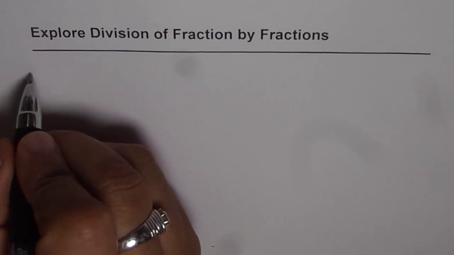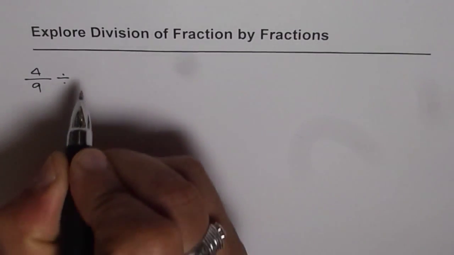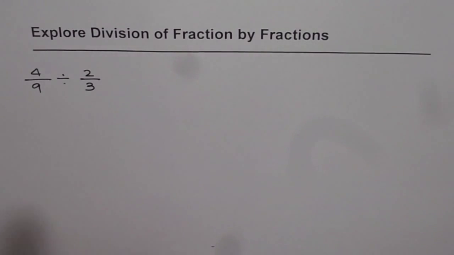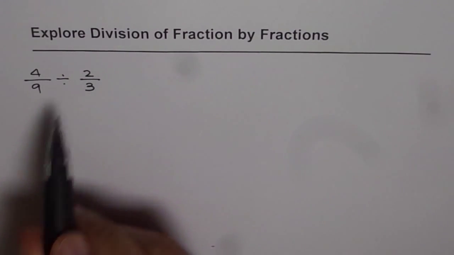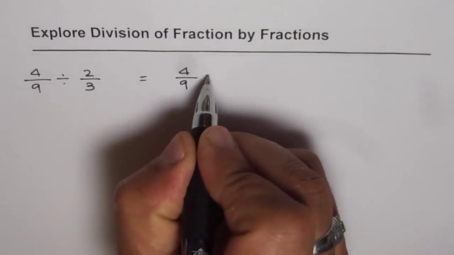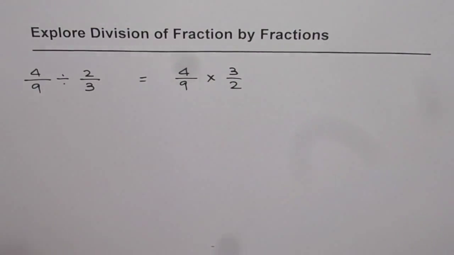I'm Anil Kumar, and now let us further explore division of fractions by fractions. Let's take an example like 4 over 9 divided by 2 over 3. As we know, division is the same as multiplication by its reciprocal. So we can write this as 4 over 9 times 3 over 2, right? That is how we can translate division into multiplication.